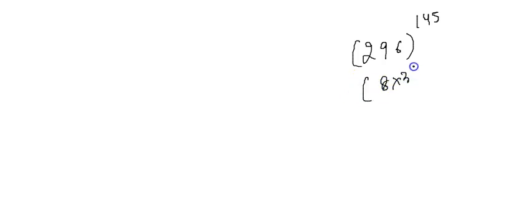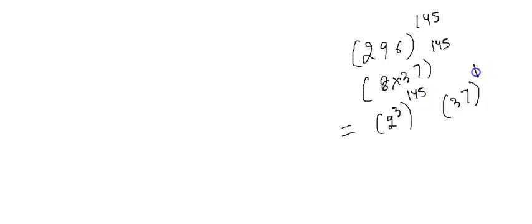Suppose the question is 296 raised to the power 145. Let us take an odd power. Again, for this you just split it into factors. It can be written as 8 into 37 raised to the power 145. So this would be 2 to the power 3 raised to the power 145 into 37 to the power 145.